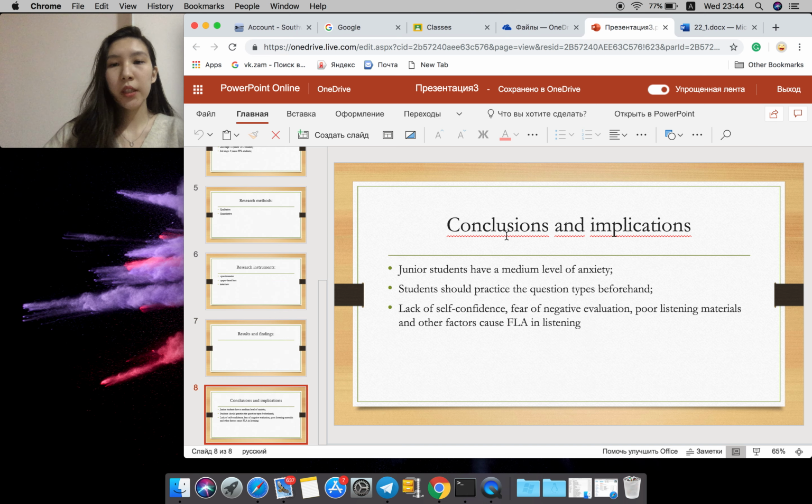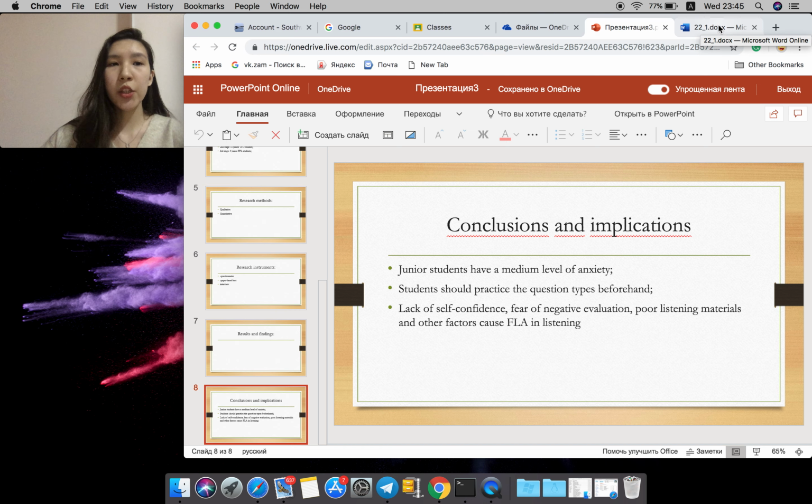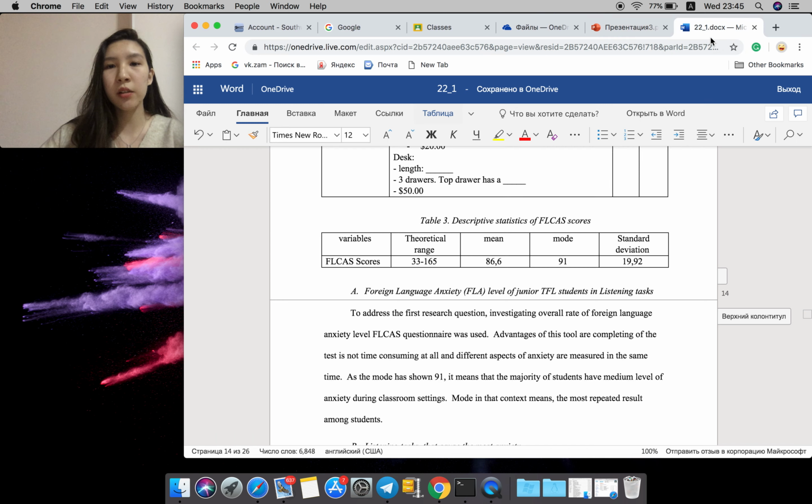Now let's come to some conclusions and implications. As for conclusions, I have identified that junior students have a medium level of anxiety. Then, the students should practice a lot while doing their listening tasks. And third, a lack of self-confidence, fear of negative evaluation, poor listening materials, and other factors cause foreign language anxiety in listening. So, what kind of implications can come from these results?